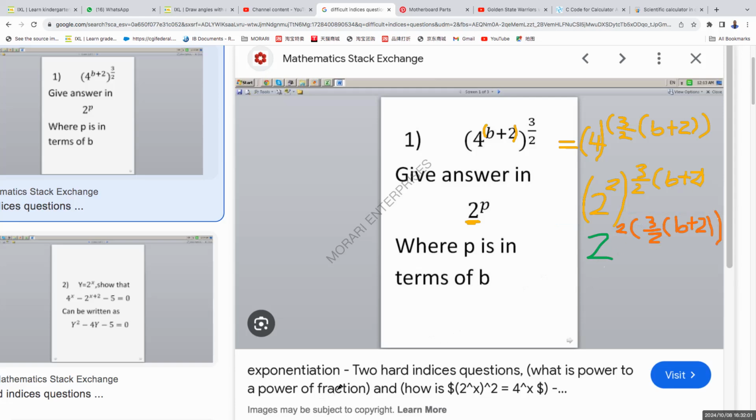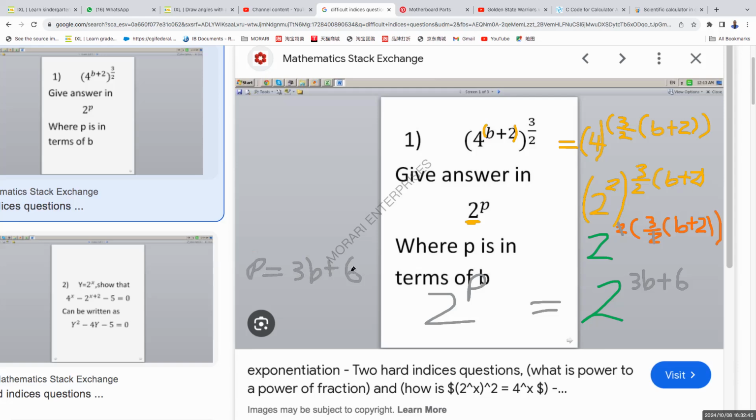If you say you learn indices at this age, already from 3, from 2, you should already know this type of question. So your final answer, 2 to what power now? 2 cancels here, since all this is multiplication relationship, so that 2 will cancel, and what you have is 3 times B, 3B, 3 times 2, 6. And now this is our 2 to the power P. So what is your P? Your P is the expression 3B plus 6. And you are done with this question.